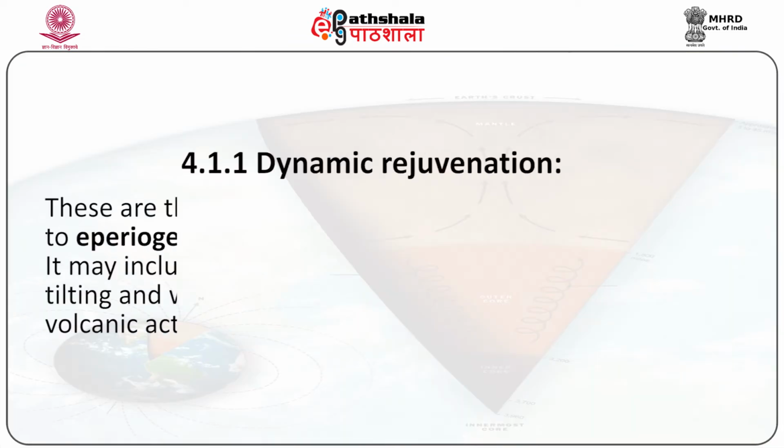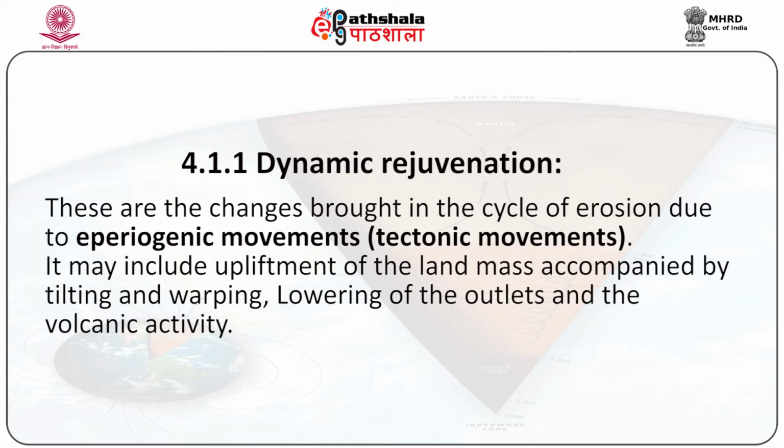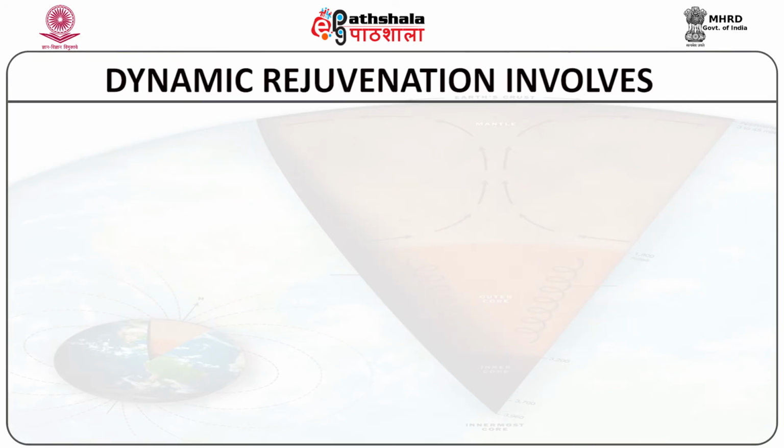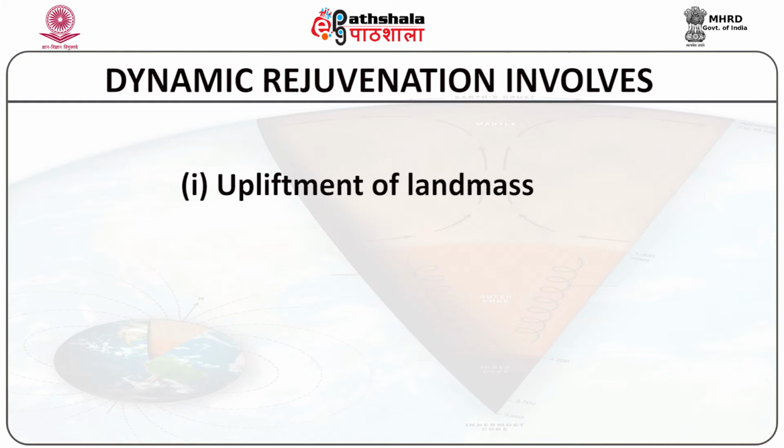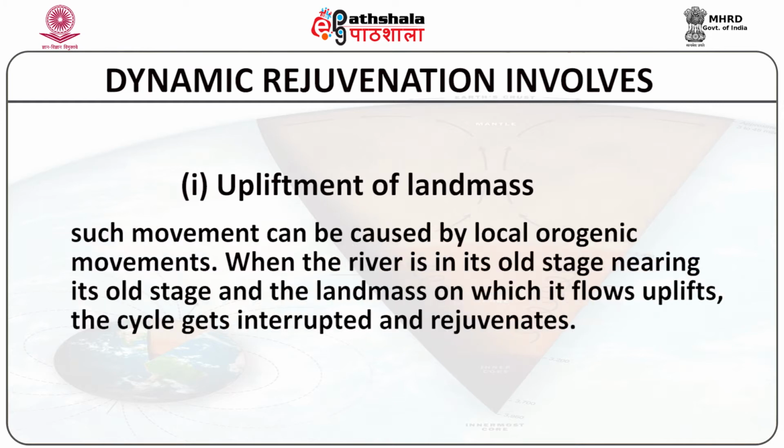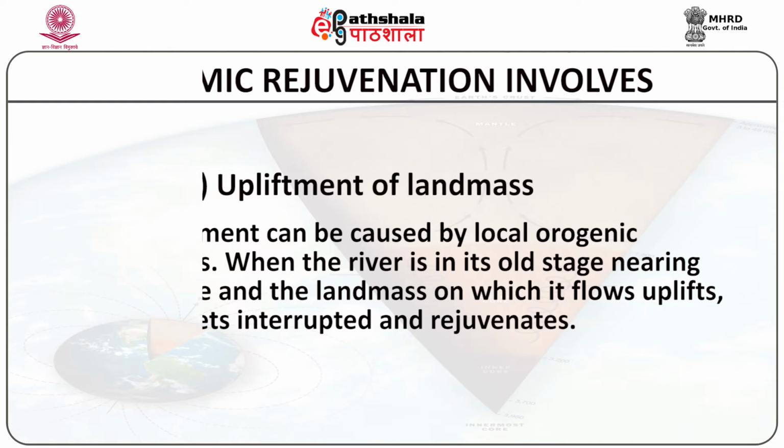Now the dynamic rejuvenation. These are the changes brought in the cycle of erosion due to epeirogenic movements, that is tectonic movements. It may include upliftment of the landmass accompanied by tilting and warping, lowering of the outlet and volcanic activity. Dynamic rejuvenation involves upliftment of landmass. Such movement can be caused by local orogenic movement. When the river is nearing its old stage, and the landmass on which it flows uplifts, the cycle gets interrupted and rejuvenates.